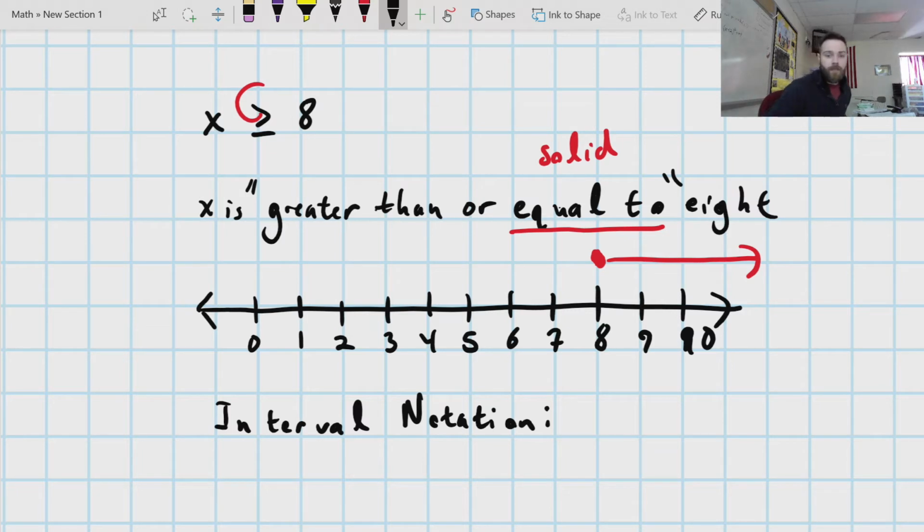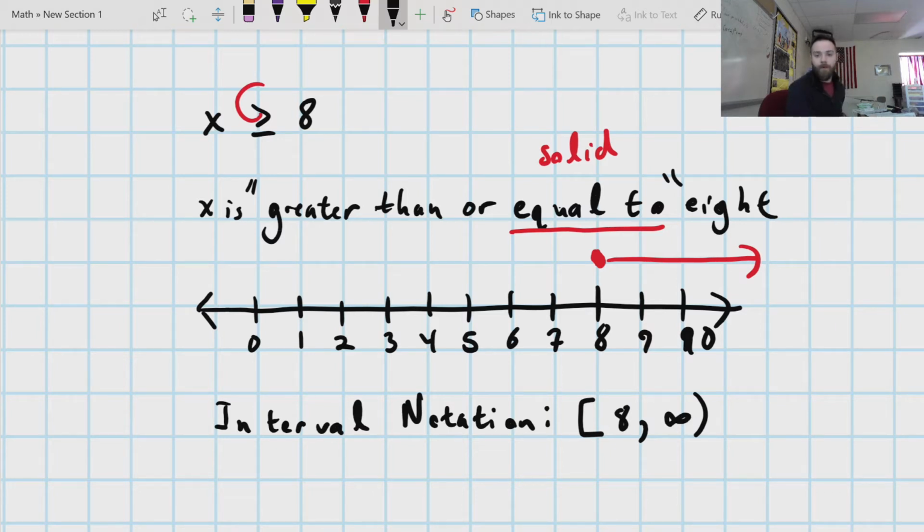Interval notation would be a bracket, because it's included. So I can have the number 8. So if I have a solid dot, that number is included. I can be 8, and I can be any number larger than 8. So any number larger than 8, this goes all the way to infinity. Okay, so because this red arrow points to infinity, my interval would be any number from 8 to infinity.